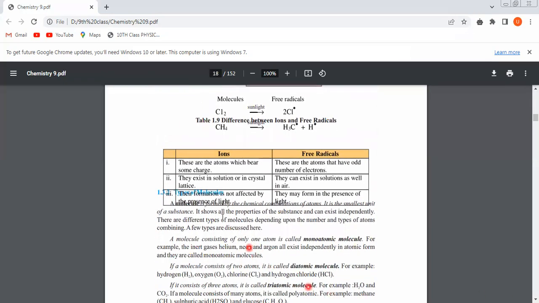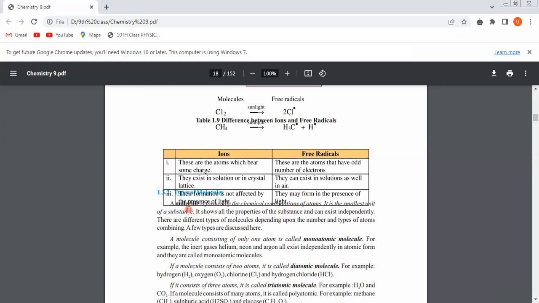Difference between ions and free radicals. Ions: these are atoms which bear some charge. Free radicals: these are atoms that have an odd number of electrons. Ions: they exist in solution or in crystalline form. Free radicals: they can exist in solution as well as in air. Ions: their formation is not affected by the presence of light. Free radicals: they may form in the presence of light.